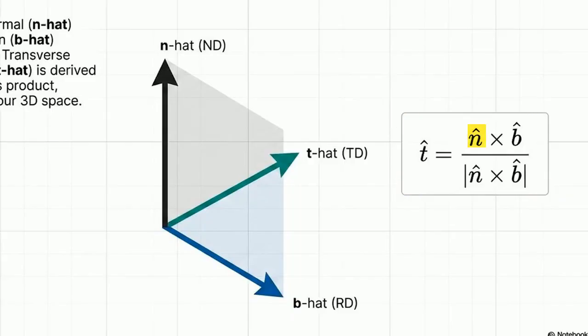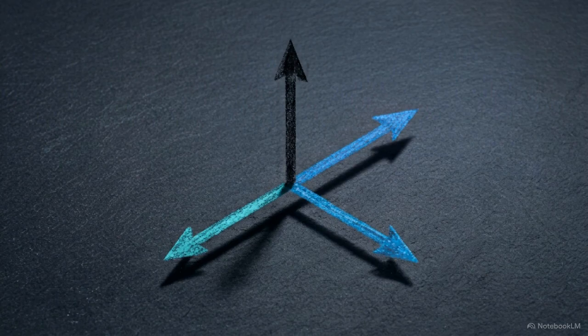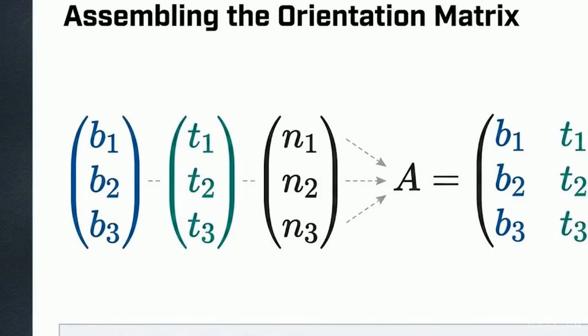Taking the cross product of the normal and direction vectors calculates the trajectory of the transverse vector, t hat. Together, these 3 unit vectors complete our 3-dimensional space, forming a rigid framework representing the microscopic crystal's internal axes. The algebraic step binds these vectors together.